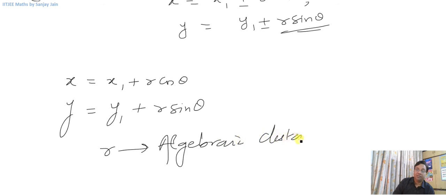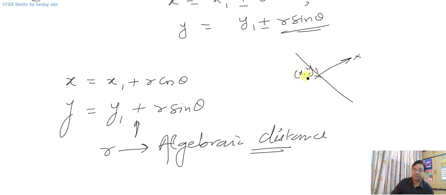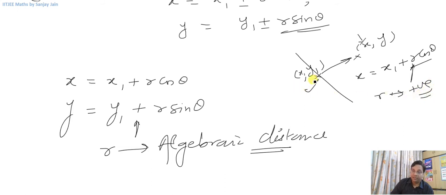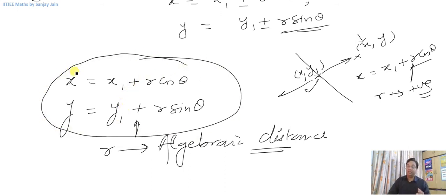Algebraic distance. What I mean is r will decide the sign here, right? Let us say this is the given point and this is the point which is above this. Let us say this is x1 y1 and this is xy. Now this is above this point, so x equals x1 plus r cos theta. Now in this case r is positive, right? And if this is below this point, then r will be negative. So r itself will take care of the sign of the points. Let r be the algebraic distance.